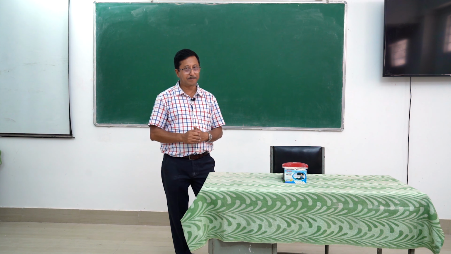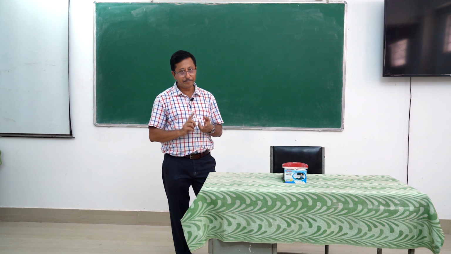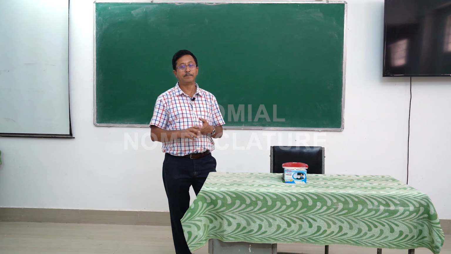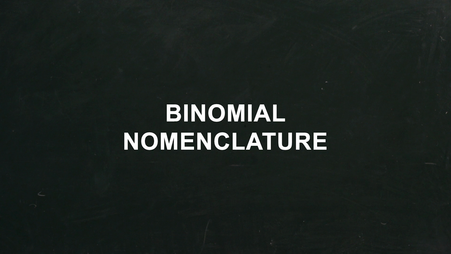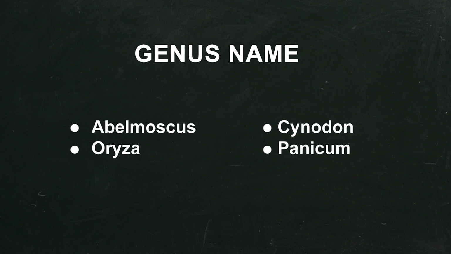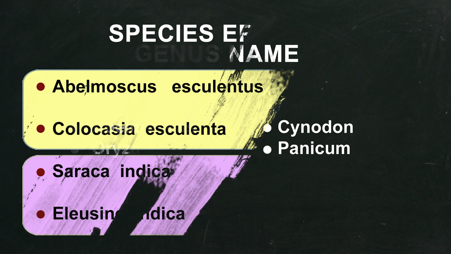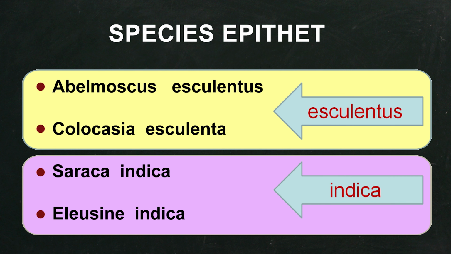Then what is the scientific name? I think you know that it is a binomial nomenclature. There are two words. The first one represents the genus, say Abelmoschus. The second word is the species epithet. When the species epithet is clubbed with the genus name, only then it represents the species name.